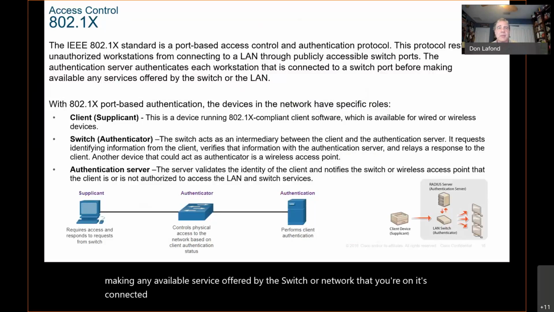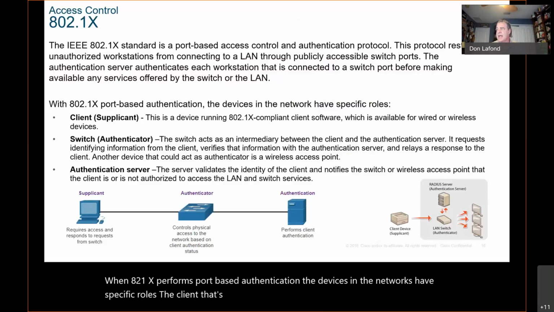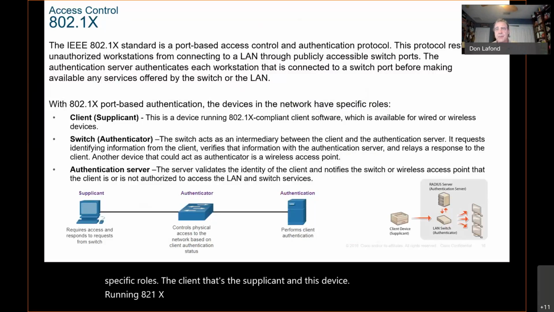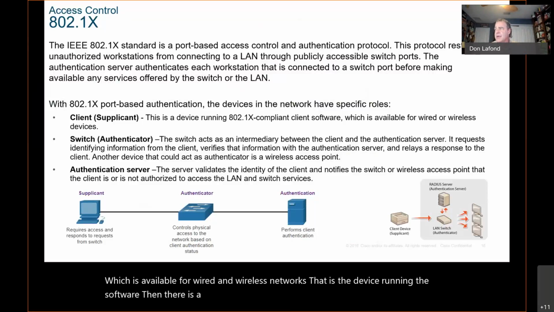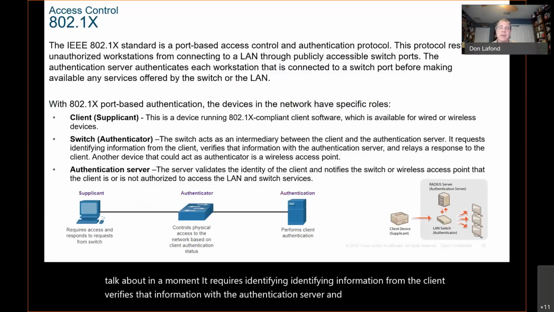When 802.1x performs port-based authentication, the devices in the network have specific roles. The client, that's the supplicant, is the device running 802.1x-compliant client software, which is available for wired and wireless networks. Then there's the switch. That's the authenticator. The switch acts as an intermediary between the client and the authentication server, which we're going to talk about in a moment. It requires identifying information from the client, verifies that information with the authentication server, and relays a response to the client.